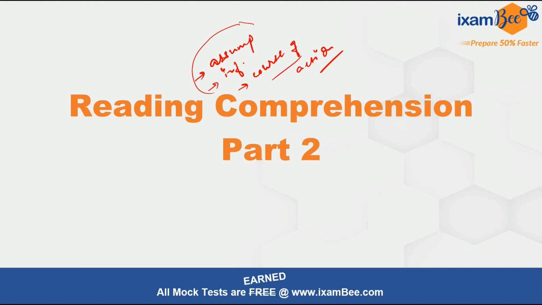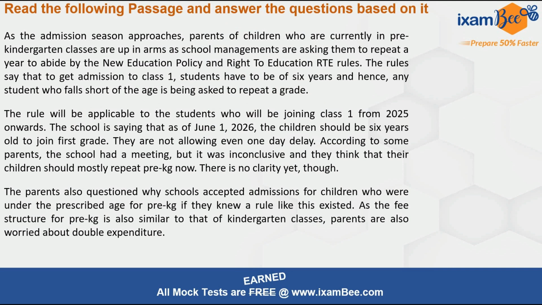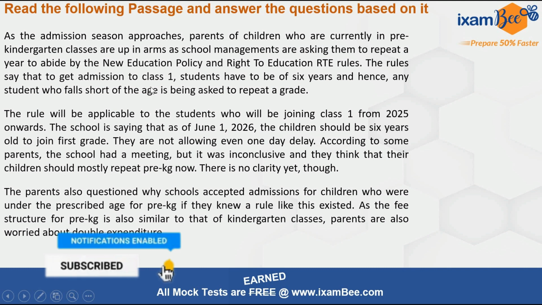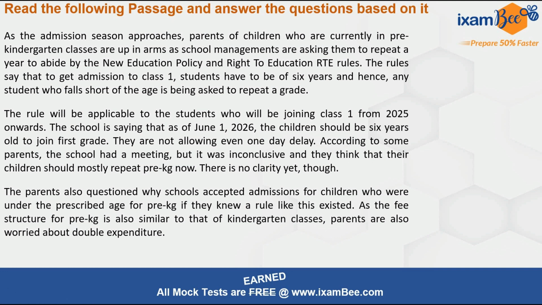So let's move ahead. This is the passage. I will give you a gist. It actually talks about the new education policy and how one institute has asked the parents of students to repeat a class because their age is not in alignment with the new education policy. They say, according to the new education policy, the students entering class 1 should be 6 years old at least, right? So those students who are falling short even by a day will not be sent to class 1. They will have to repeat a class.